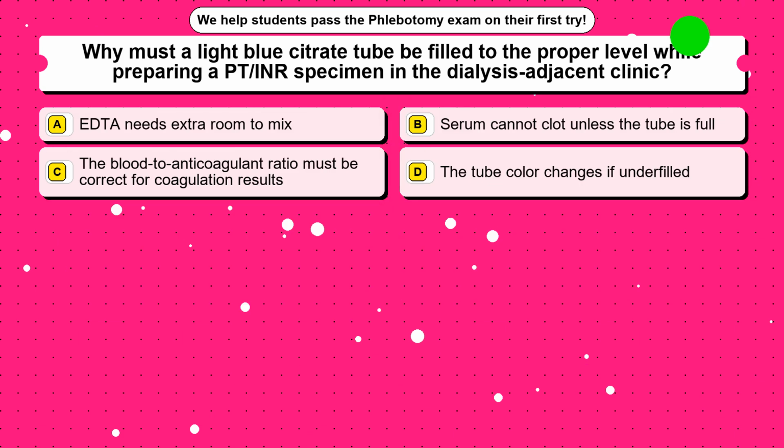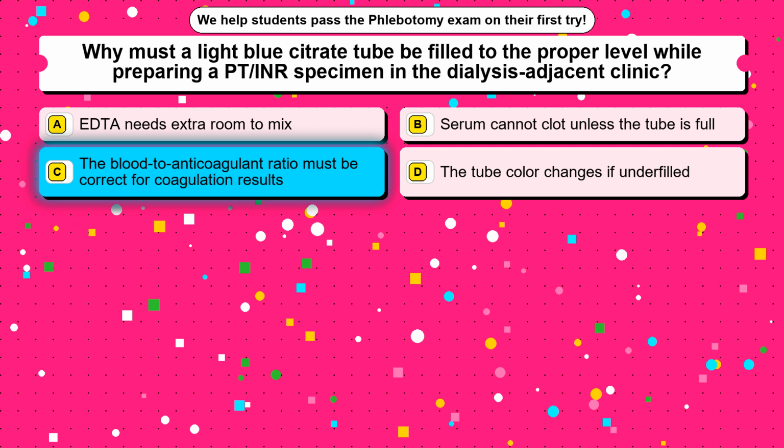Question 27. Why must a light blue citrate tube be filled to the proper level while preparing a PT/INR specimen in the dialysis adjacent clinic? Option A, EDTA needs extra room to mix. Option B, serum cannot clot unless the tube is full. Option C, the blood to anticoagulant ratio must be correct for coagulation results. Option D, the tube color changes if underfilled.